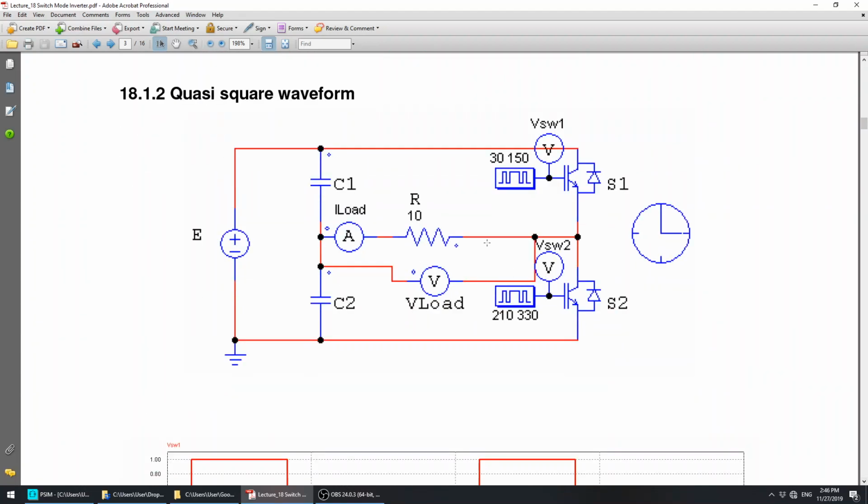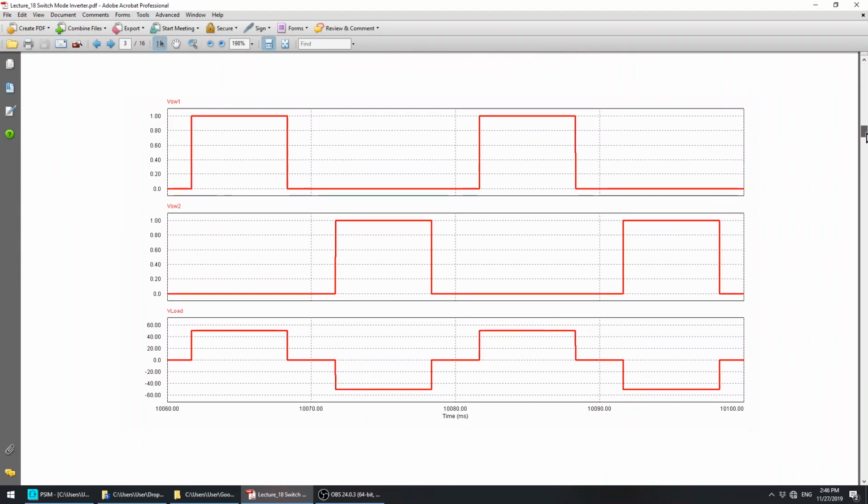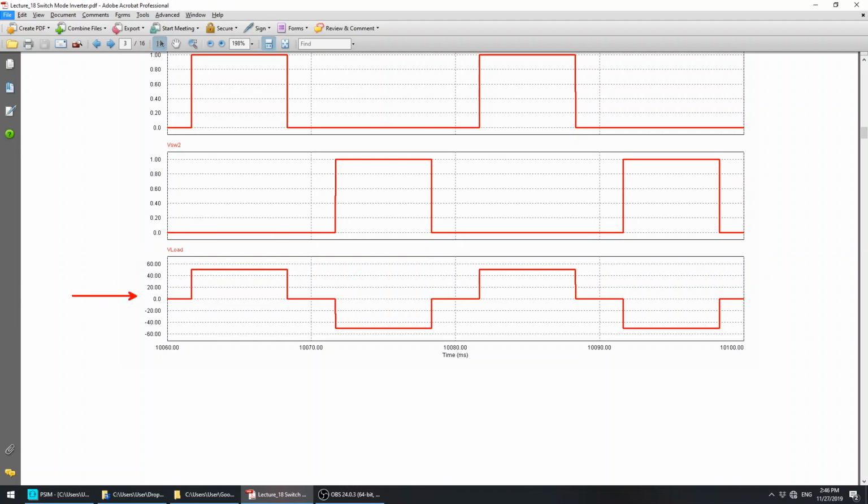Then we proceed with the quasi square waveform. In order to produce the quasi square output, we're going to turn on switch 1 from 330 degrees to 150 degrees, and S2 will be turned on from 210 degrees to 330 degrees. By doing that, you're going to obtain the quasi square output. This is where S1 is turned on, and similarly for S2 you're going to get the negative voltage across your output resistor.